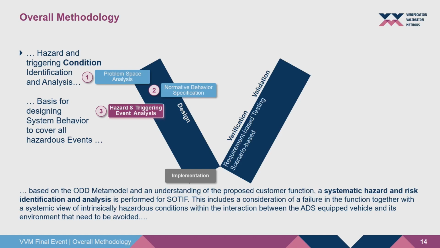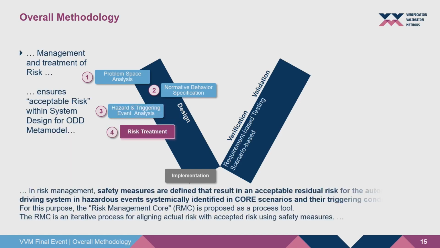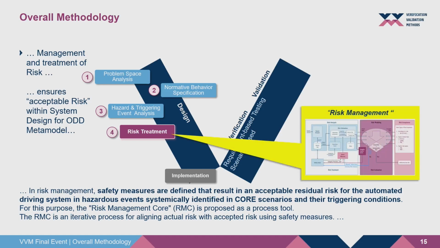So to manage these kinds of risks that we identified, we use the risk management core. The risk management core is a concept to identify safety measures in relation to an accepted residual risk. So if we have a hazard, we identify a measure and we control the measure in such a sense that the risk resulting from these measures is at an acceptable level.